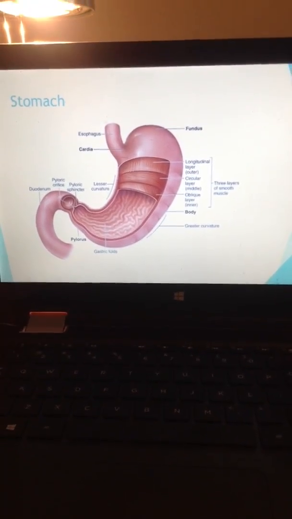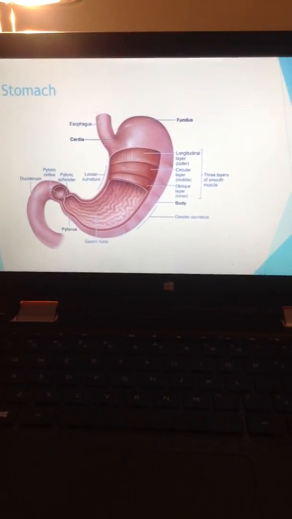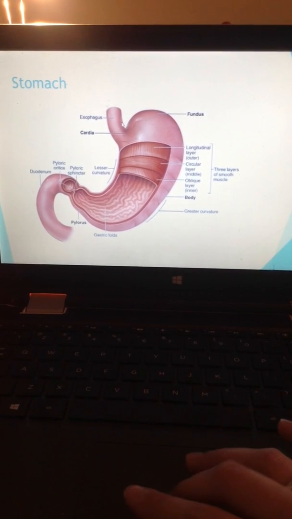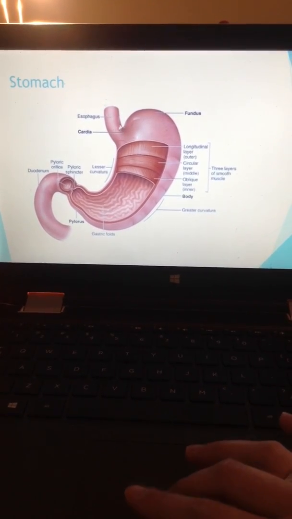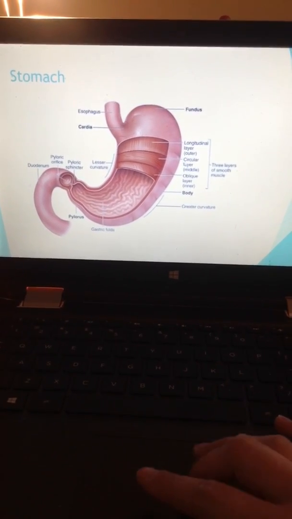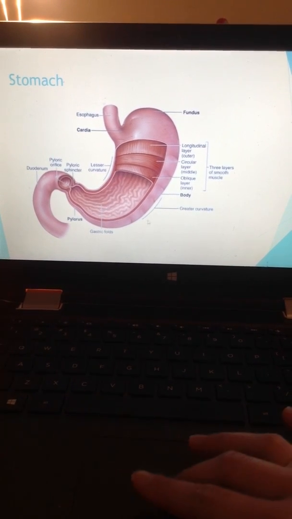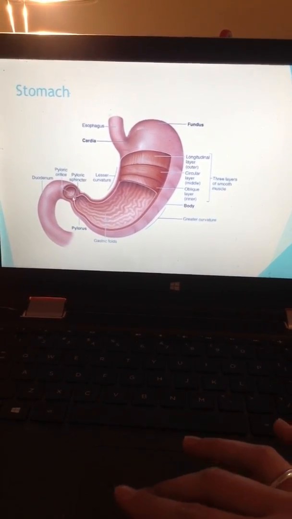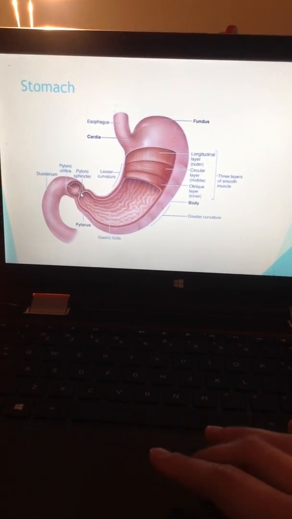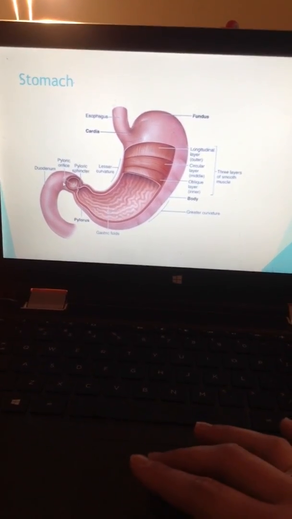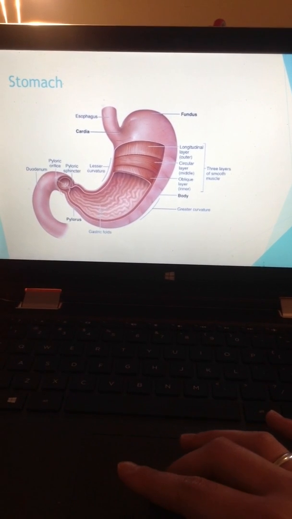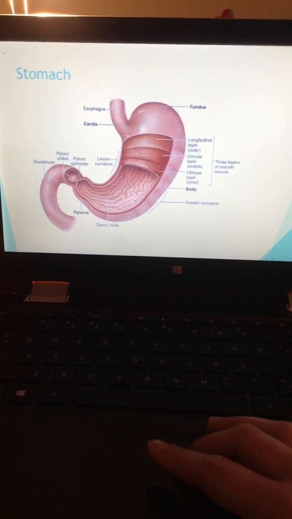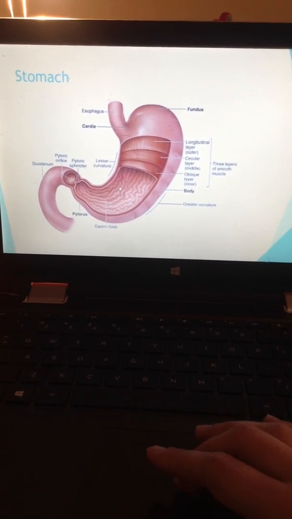This is just the different parts of the stomach. You have the upper part, which is called the fundus. This is the esophagus, and this is the cardiac sphincter. Then you have the greater curvature and then the lesser curvature over here. This is the pyloric sphincter, which separates the stomach from the small intestine. And these are the gastric folds inside the stomach.